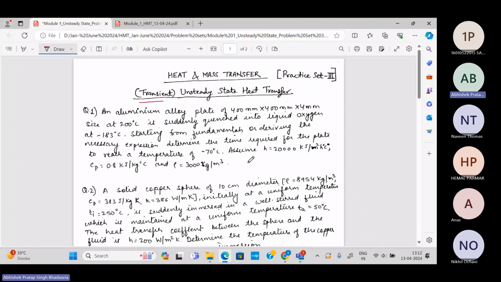Okay, fine. So today we are going to solve the problems on module 1.4, that is unsteady state heat transfer. The problem set I have already sent to all of you well in advance, before the start of this module. Now the problem set is on your screen, so let's solve the problems.